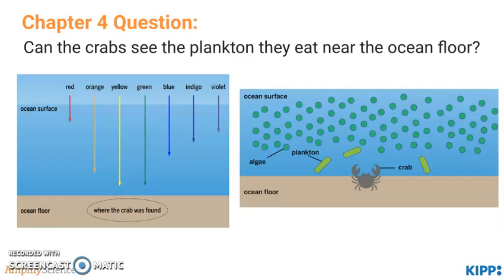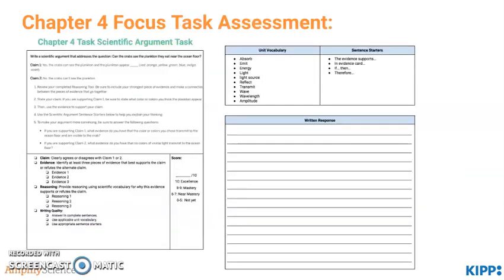On the 3rd day, they take what they learned in the seminar and complete their Chapter 4 focus task, which is a formal written argument answering the Chapter 4 question. On the final day of the unit, students take their unit assessment, which we will go over in just a few moments. The Chapter 4 focus task is where students are able to show all that they learned from the seminar. Take a few minutes to complete the task. Please pause the video and resume when you are done.